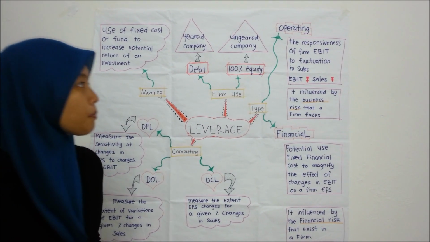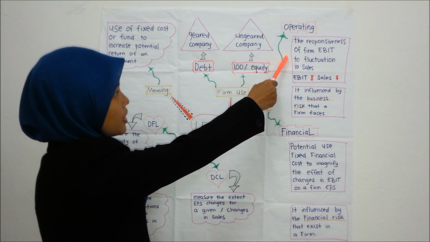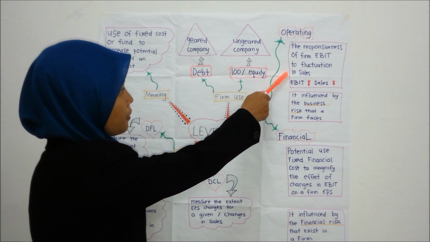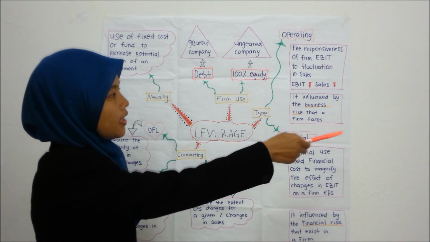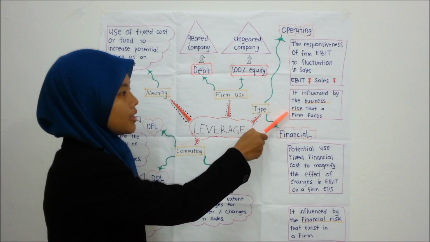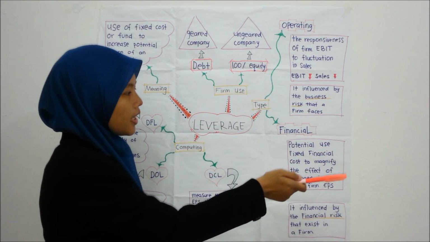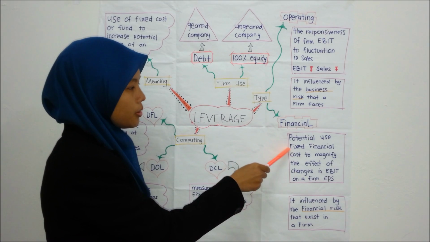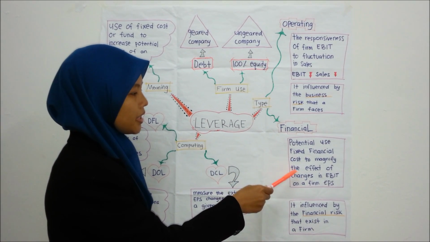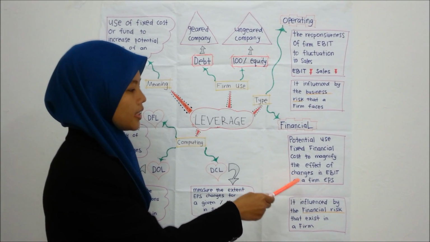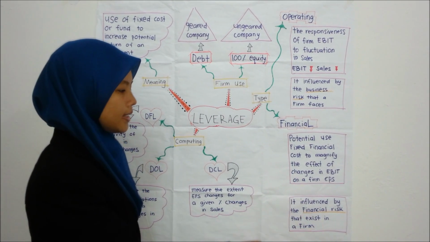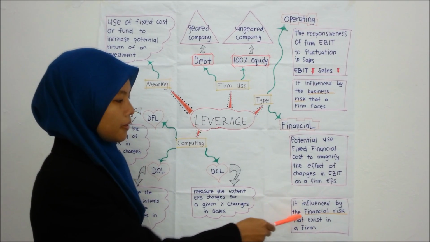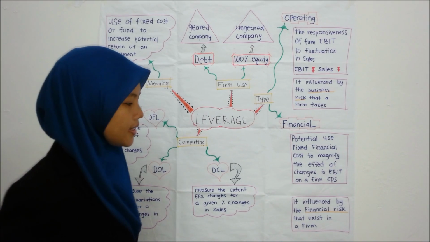For operating, it is the responsiveness of a firm's EBIT to fluctuation in sales, and it is influenced by the business risk that a firm faces. Under financial, it is the potential use of fixed financial cost to magnify the effect of changes in EBIT on a firm's EPS, and it is influenced by the financial risk that exists in a firm.